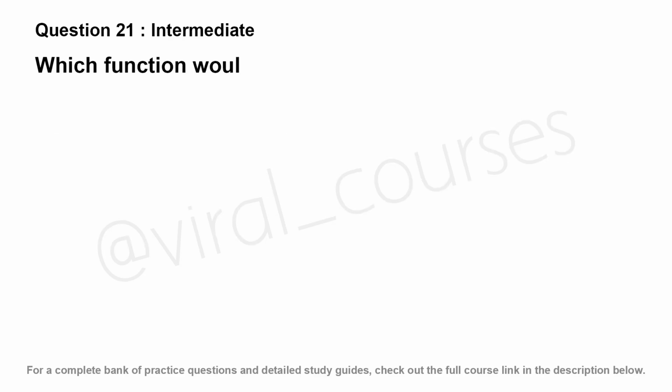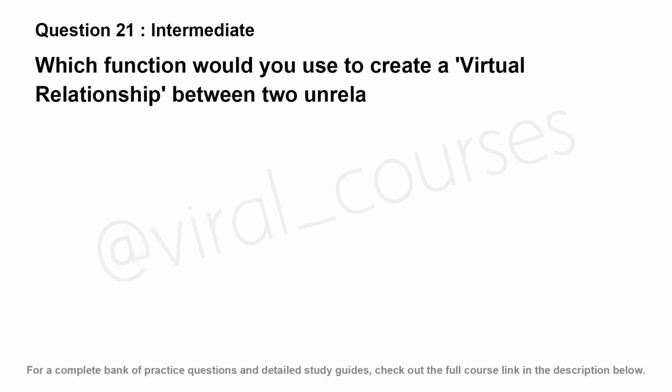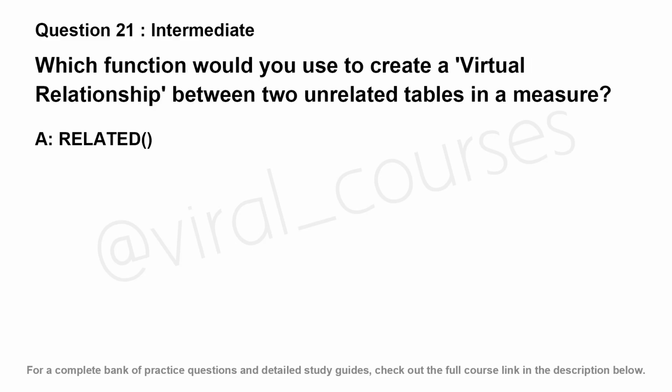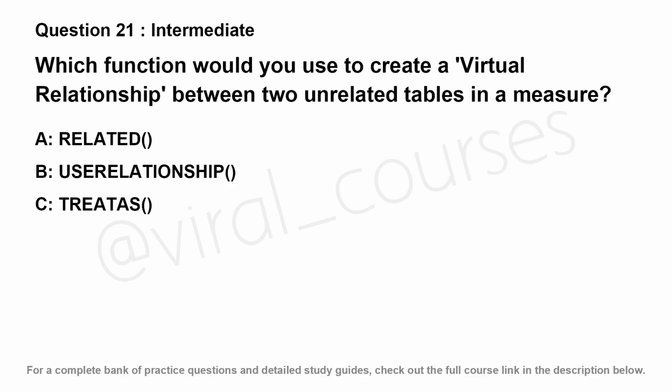Which function would you use to create a virtual relationship between two unrelated tables in a measure? Option A, RELATED. Option B, USERELATIONSHIP. Option C, TREATAS. Option D, LOOKUPVALUE.